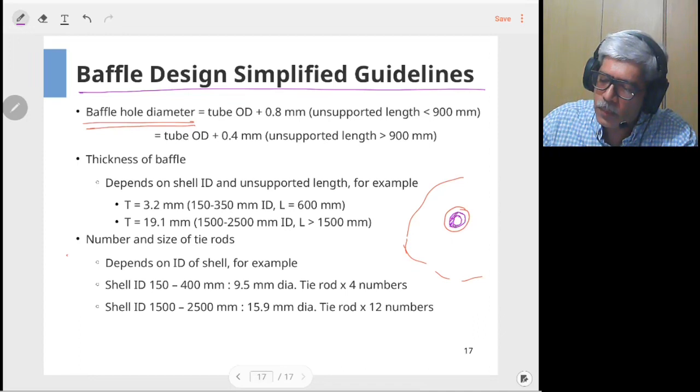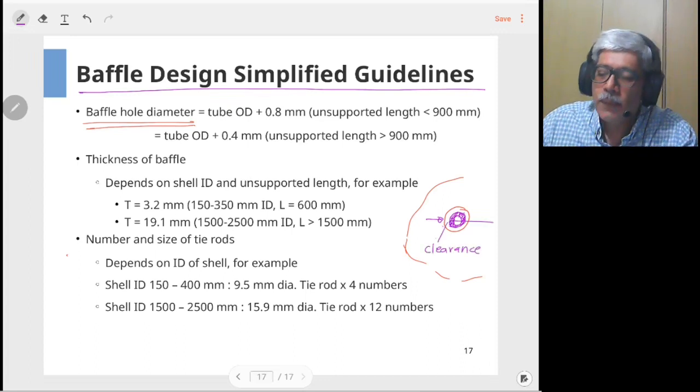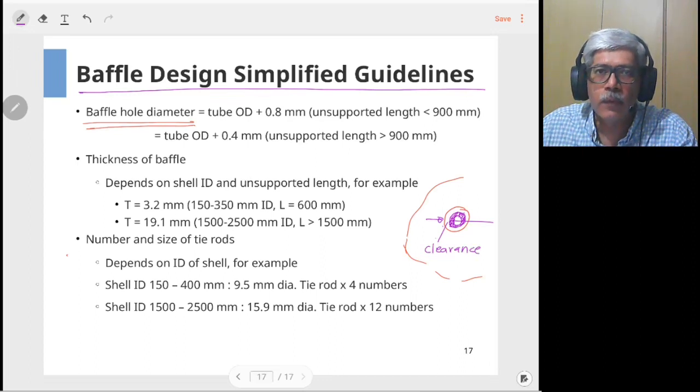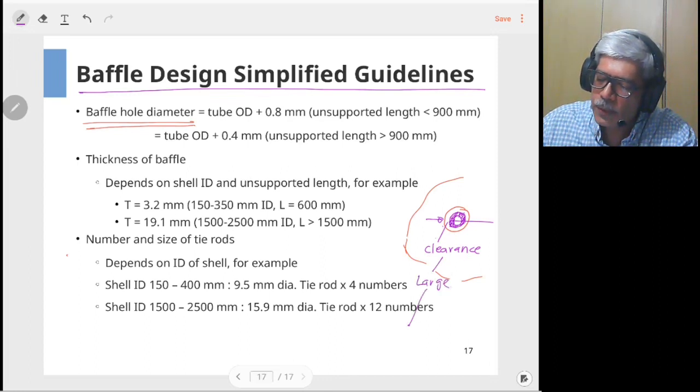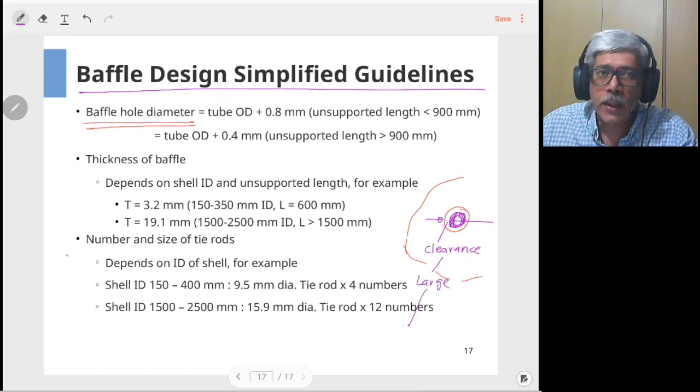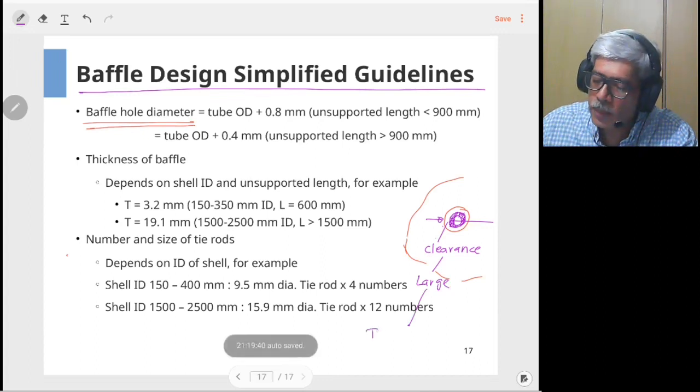So this is the tube which is passing, and there is a clearance between the hole ID and the tube OD. This is the clearance which plays an important role. If you give too large a clearance, so if this clearance is large, you will have the tube not getting properly supported and you will have tube bundle vibration.